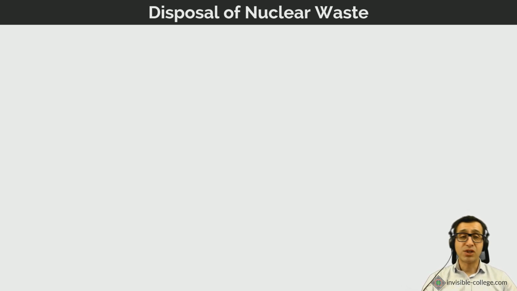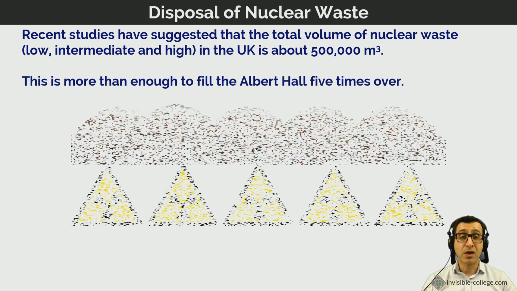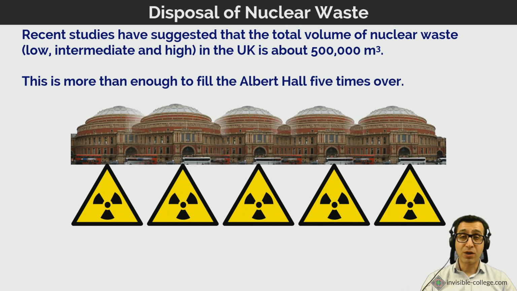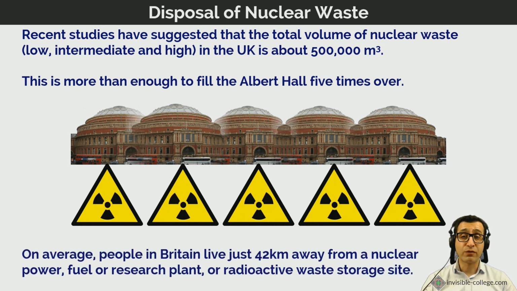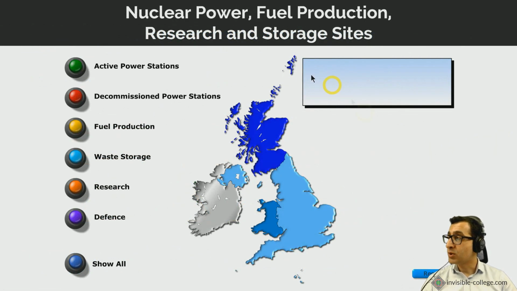So recent studies have suggested that the total volume of nuclear waste in the UK alone is about 500,000 cubic meters. Now this is more than enough to fill the Albert Hall 5 times over. Now on average, people in Britain live just 42 kilometers away from either a nuclear fuel or research or radioactive waste storage site. So this is a map of the UK showing the various sources of radiation in all of these different types of facilities. And as you can see here, they are distributed all the way across the mainland UK.